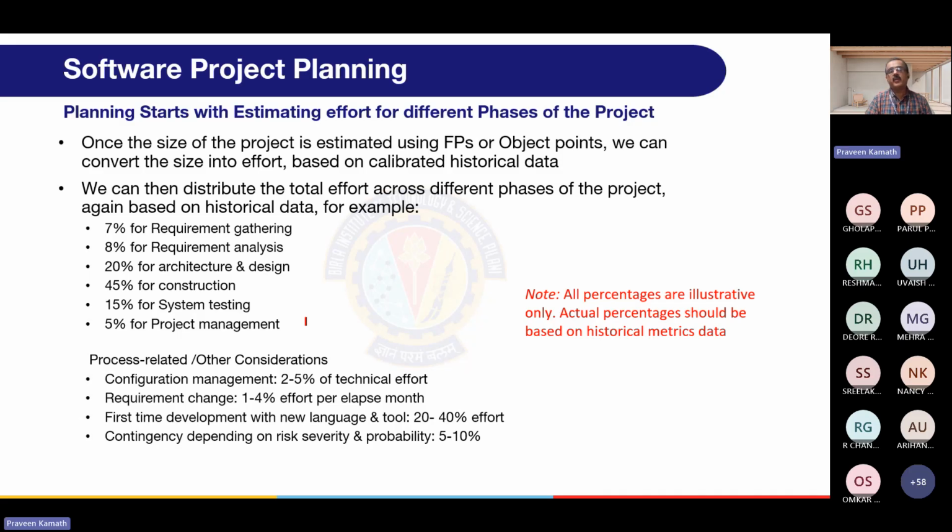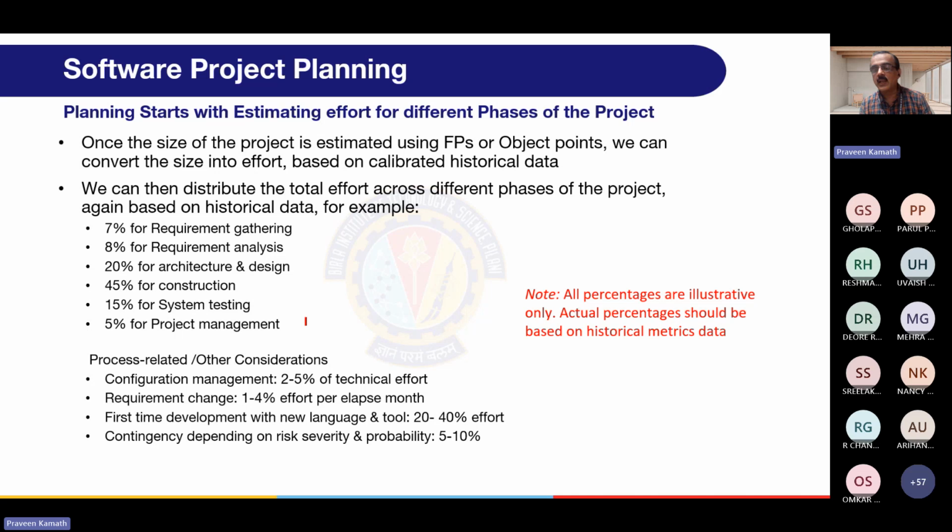Planning starts with estimating effort for different phases of the project. Once the size of the project is estimated using FPs and object points, we can convert the size into effort based on calibrated historical data. We can then distribute the total effort across different phases of the project, again based on historical data. For example, 7% is required for requirement gathering, 8% for requirement analysis, 20% for architecture and design, 50% for construction, 15% for system testing, 5% for project management.